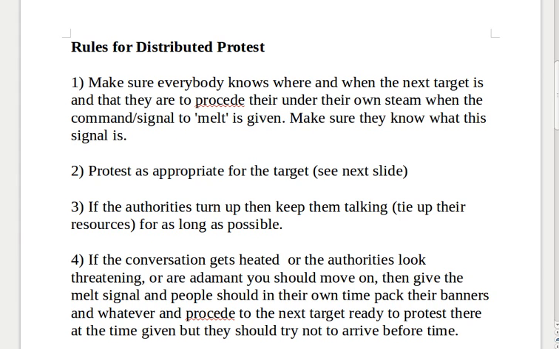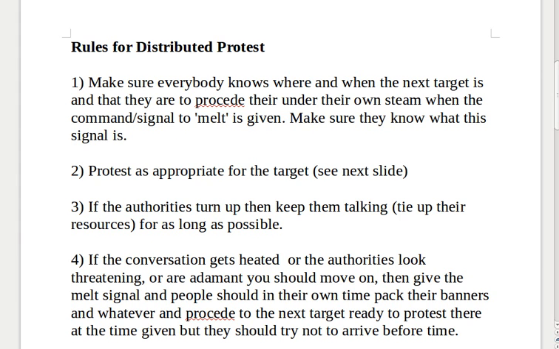Make sure they know what this signal is, whether it's you shouting melt, or raising your right arm and pointing to the sky, or whirling it like a dervish round your head, whatever signal you come up with. Then you protest as appropriate for the target, and we'll talk about that in a moment. If the authorities turn up, then keep them talking. Basically, you're trying to tie up their resources for as long as possible at your protest, so that they don't have the time to go and visit all the other protests that are going on.